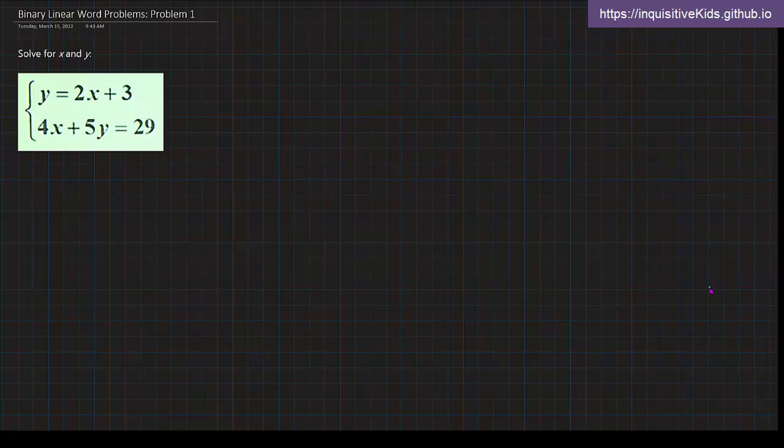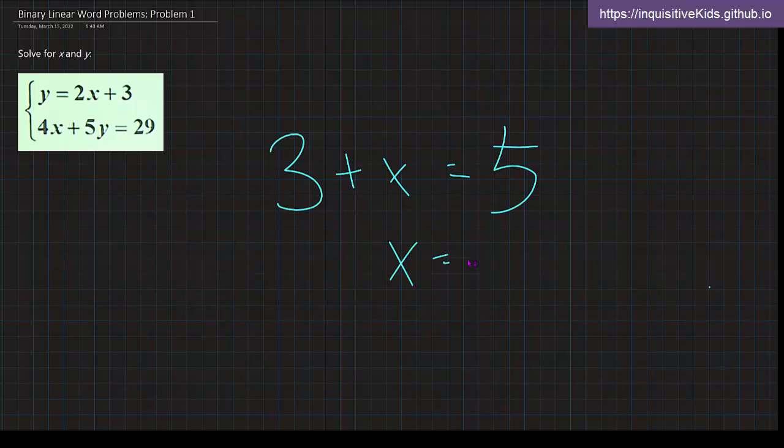Okay, so starting from this video and in the rest of this series, we will be looking at something called binary linear word problems. So you probably know about linear equations, right? That's, say, 3 plus x equals 5. x is a variable here. x can represent any number. But in this case, we know that x is equal to 2 because 3 plus 2 equals 5.